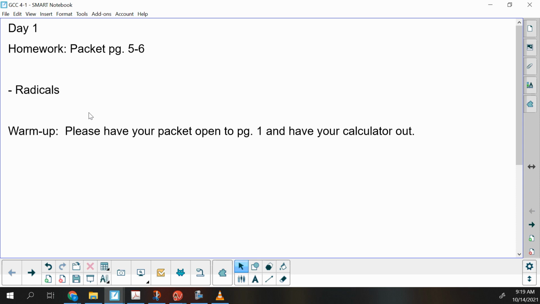The new packet should be getting passed out to you. While that is being passed out, two things that you can be doing in your planners. You can be writing down day one for the homework, and you can also be taking your calculator out. So please be doing those two things right now.